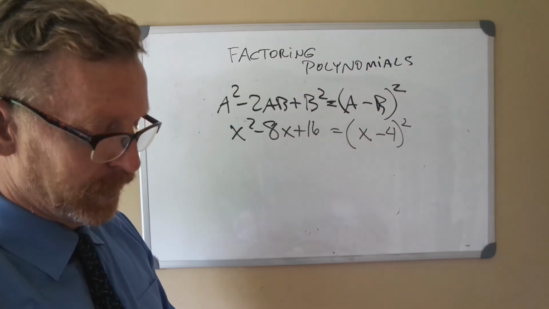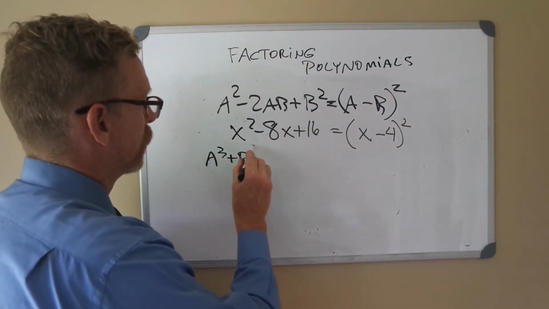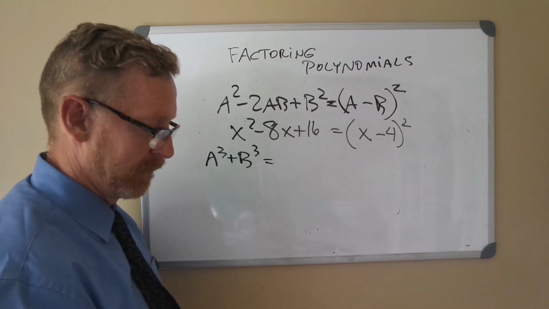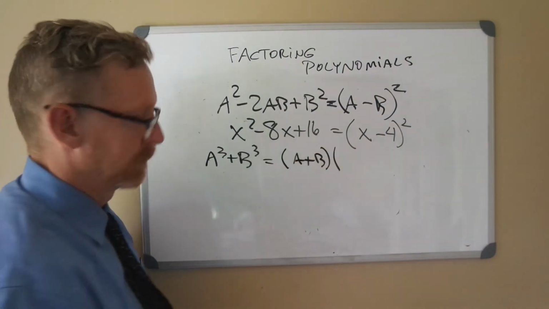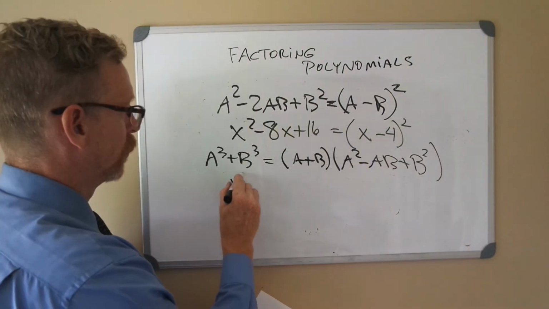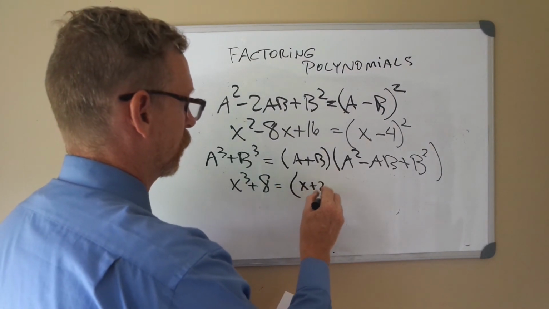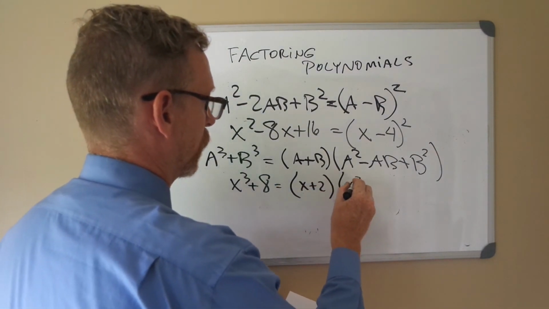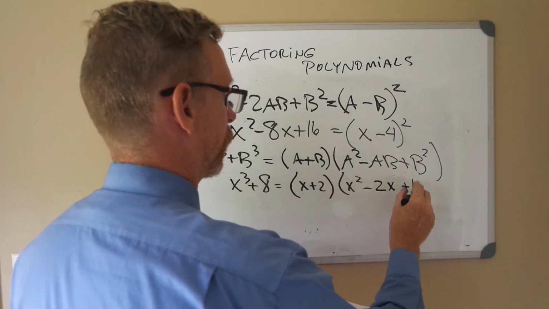Our fourth special factorization is a cubed plus b cubed, and that can be factored as a plus b times a squared minus ab plus b squared. X cubed plus 8 would be equal to x plus 2 times x squared minus 2x plus 4.